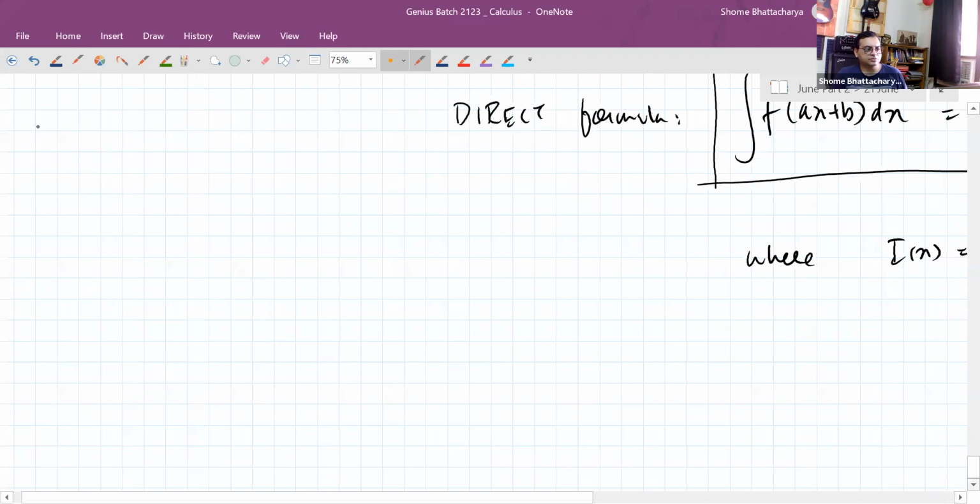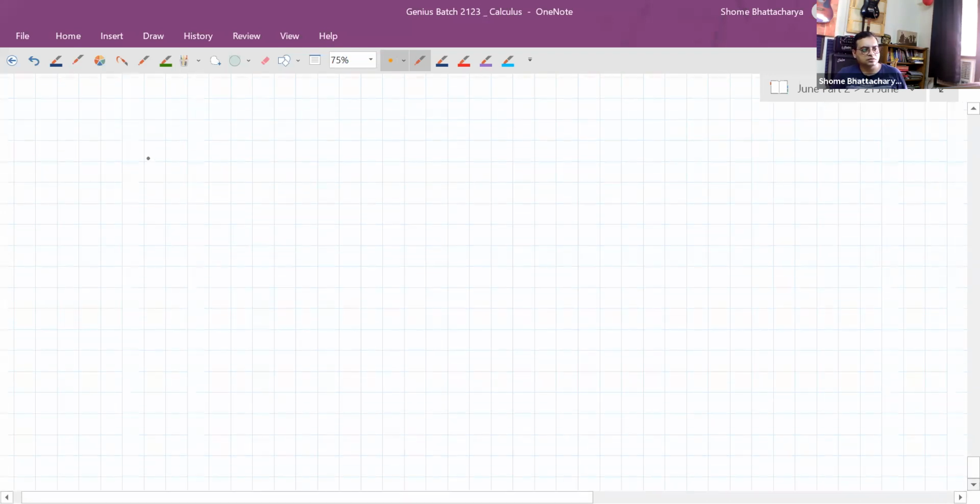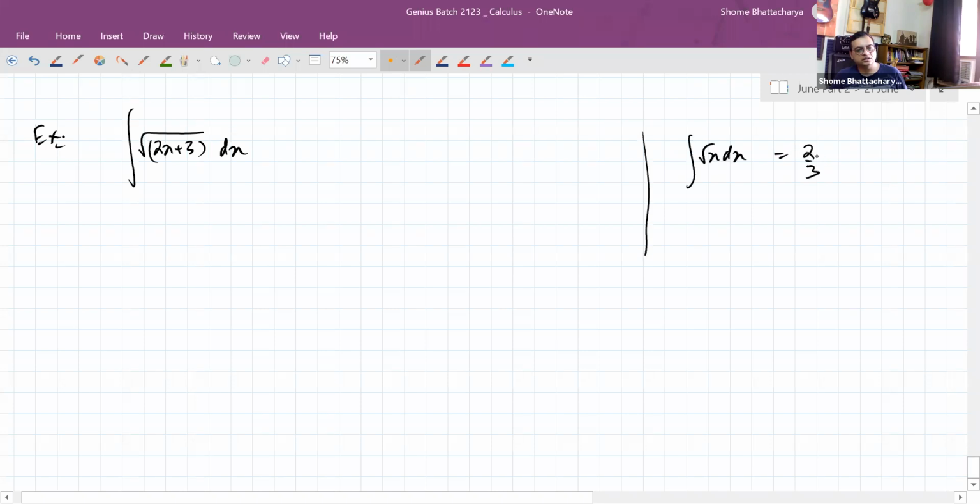So let's pick up that question that we were discussing earlier. Square root of any linear function, let's say 2x plus 3 or 2x plus 1 or whatever. Formula-wise, I know that integration of square root of x is equal to 2 by 3 x to the power 3 by 2 plus c. Therefore, integration of square root of ax plus b should be equal to 1 upon a into 2 by 3 (ax plus b) to the power 3 by 2 plus c.